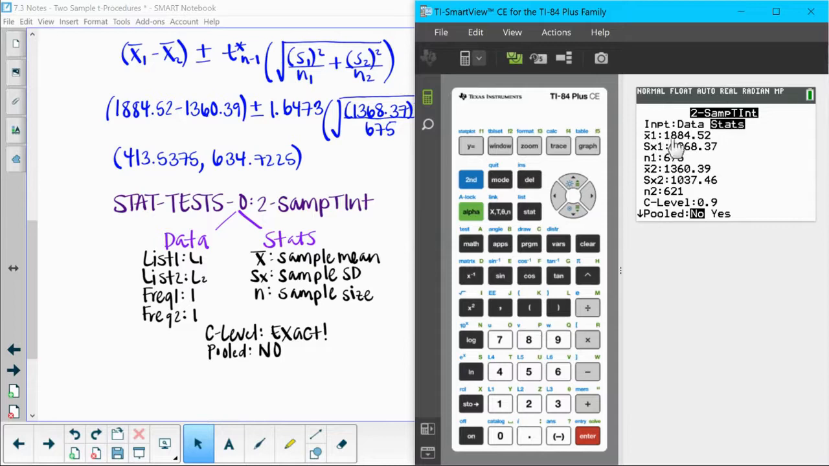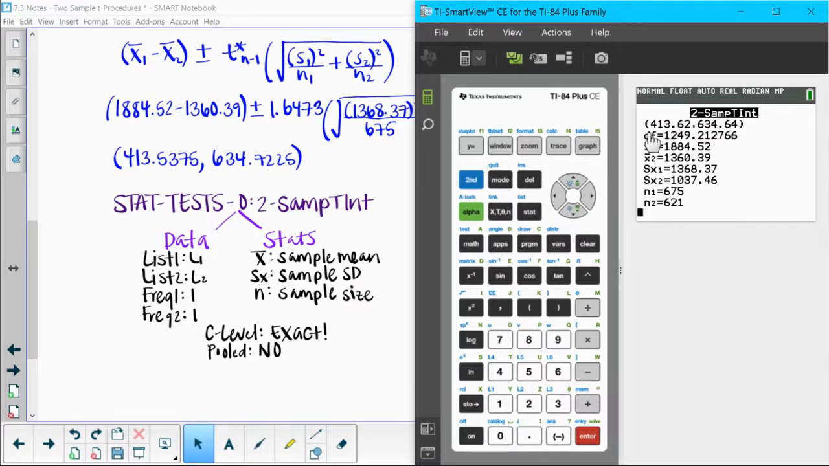I have my sample mean, standard deviation, and sample size for group 1, and the same thing for group 2. Where it asks for the confidence level, you enter exactly what the question asks for. This one wants a 90% confidence level, so I put in 0.9. You are always going to say no to pooled for 2-sample t-tests and t-intervals. And then we calculate.